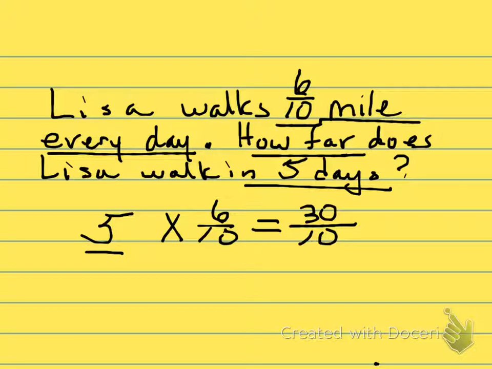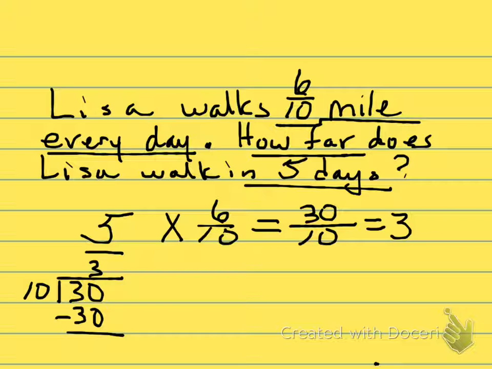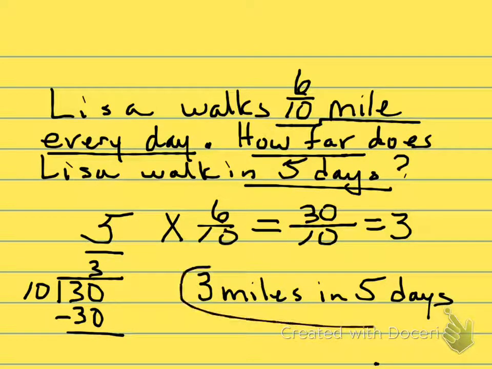We know fractions do not like to be improper. So I'm going to take my numerator 30 and divide it by our denominator of 10, and think this through. There are 3 10s in 30. So I know that 30/10 equals 3. 3 what? Yes, 3 miles in 5 days is what Lisa actually walks. All right, that was pretty simple. That was pretty easy. Let's go ahead and try another one.